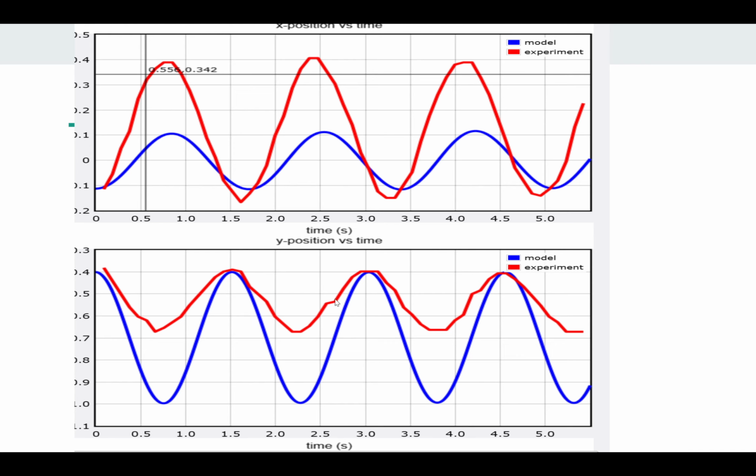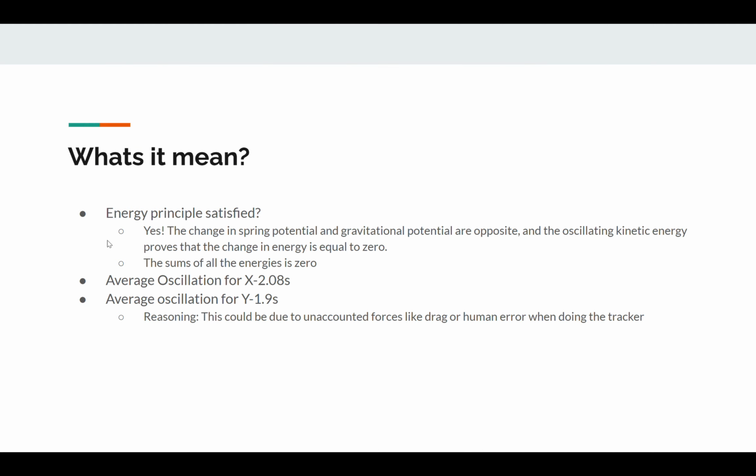Alright, here are the graphs of my predicted versus my observed. As you can see, they're pretty close. There's a little bit of error, but for the most part the oscillation speeds are there. It's just the difference of the amplitudes that got a little bit goofy, but we're chilling with that. That's fine.